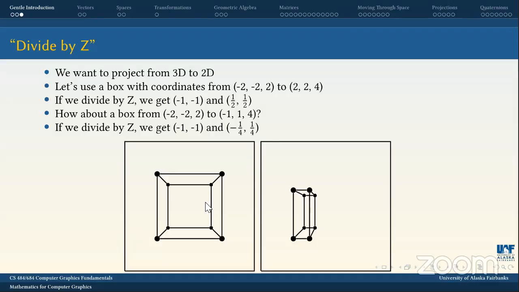Anybody done any perspective drawings? Like one point perspective? No? Anybody ever heard of this? No? Okay. Let's see here.